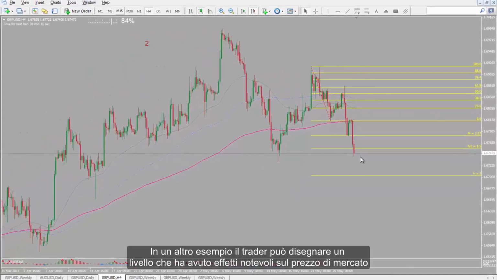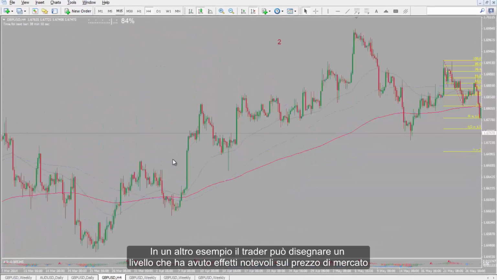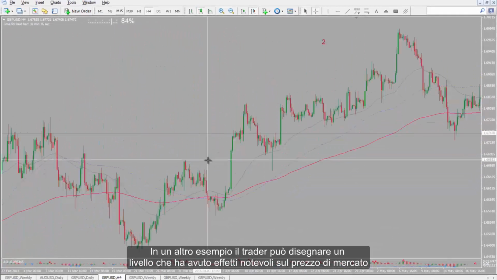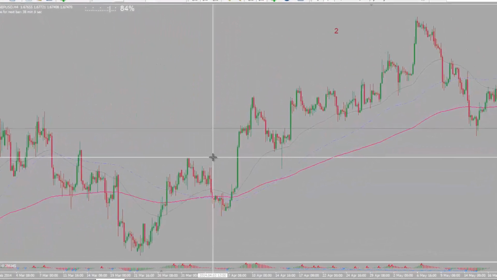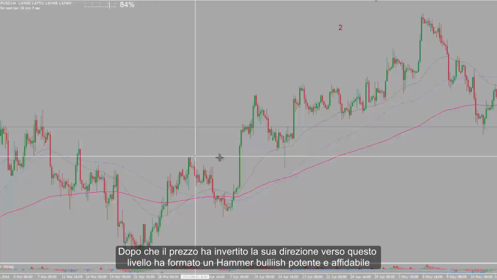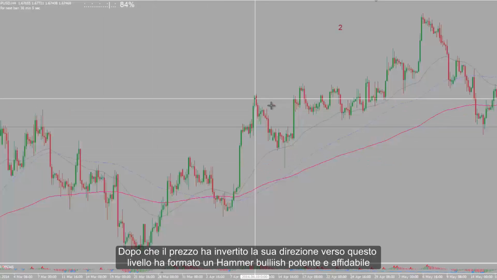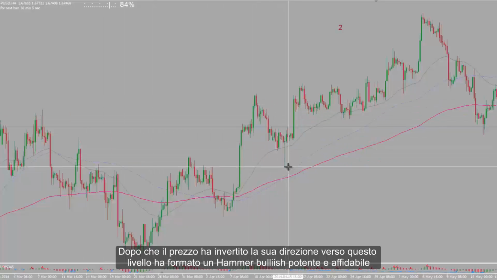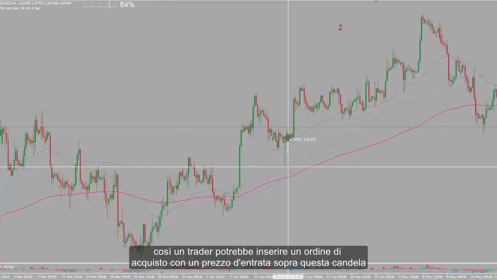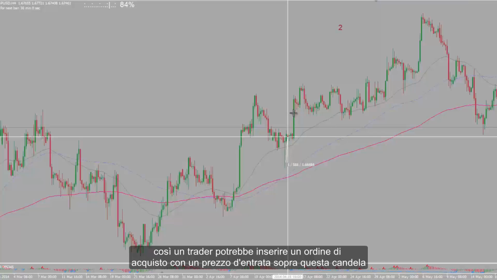In another example, a trader can draw a level which had remarkable effects on market price. After the price reversed its direction towards this level, a powerful and reliable bullish hammer has formed. Thus, a trader could place a buy order with an entry price over this candle.